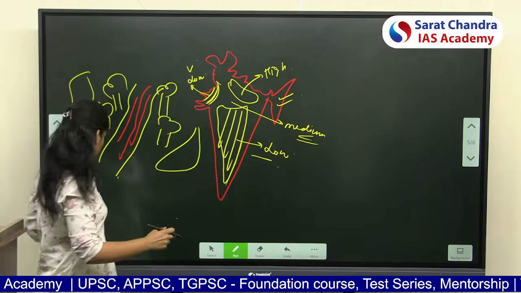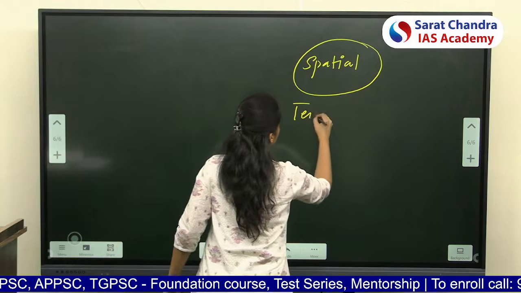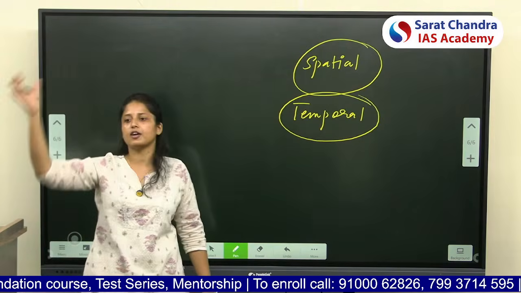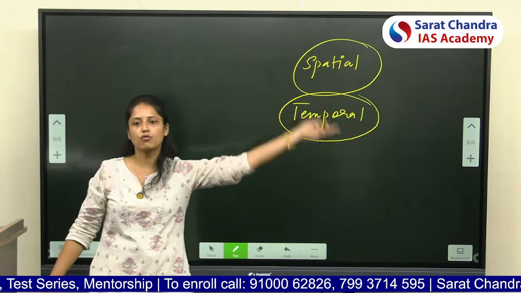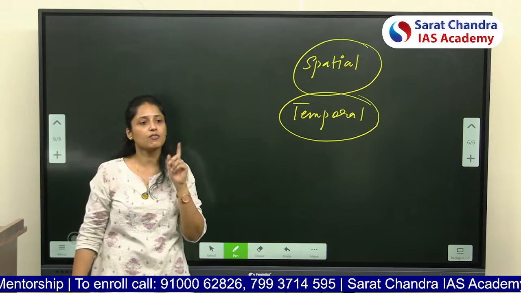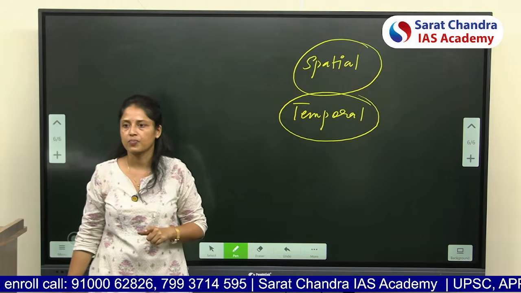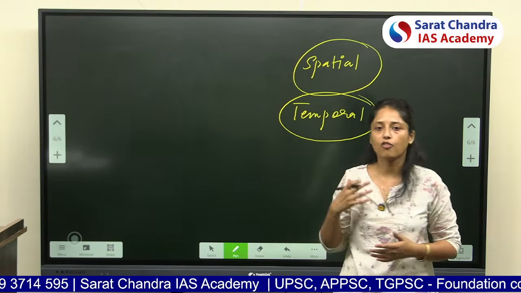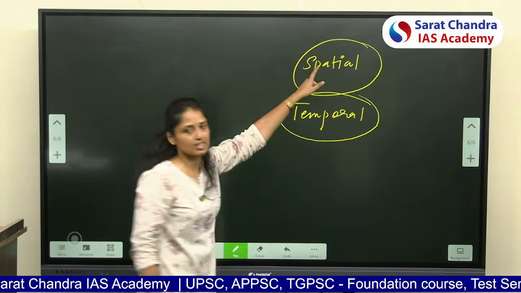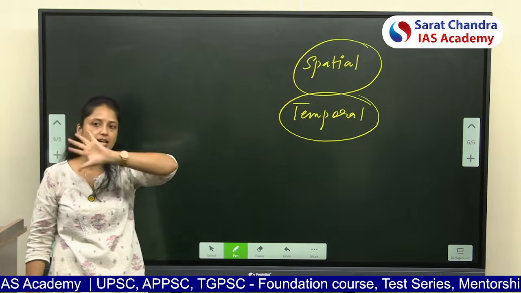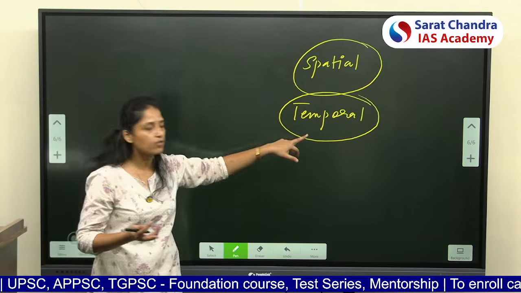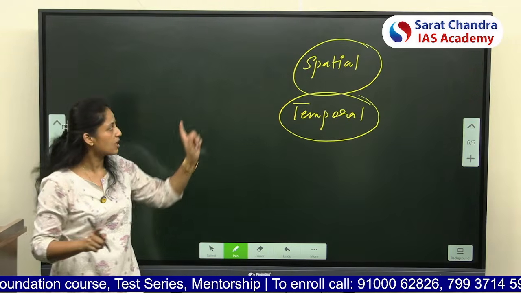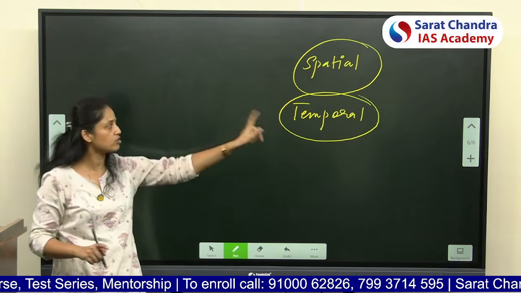The second kind of variation must be temporal. Temporal variation means how a particular geographical phenomenon or resource is changing over a period of time, like what it was in 2000 and what it is in 2026. This will give you one or two extra marks in any answer. For example, if you are discussing cyclones or climate change, you can discuss how climate change is impacting countries or states in India. After that, discuss how climate change is varying over a period of time.